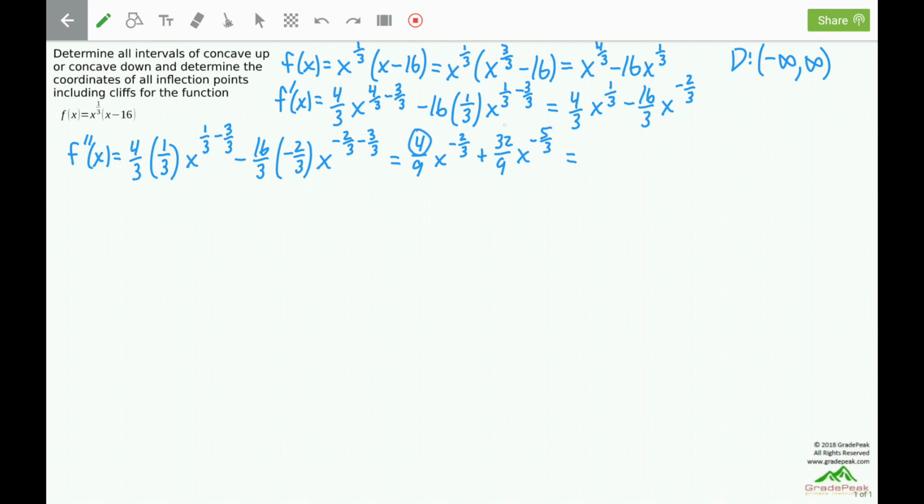We have a common factor from the numerator between 4 and 32 of 4. And from the denominator, a 9 and a 9, a common factor of 9. And then we have an x to the negative 2/3 power and an x to the negative 5/3 power. We can factor out the lower of the two powers, which will be the negative 5/3, because it is more negative, making it lower. So x to the negative 5/3 power.